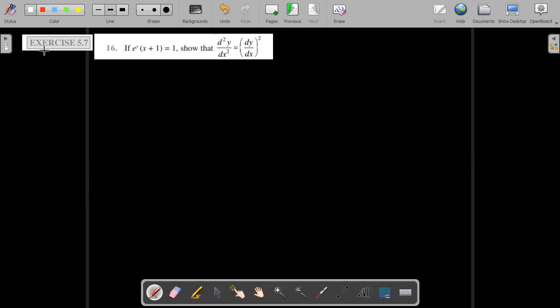Here we have given e to the power y. What is given to us? e to the power y is equal to x plus 1, whose reciprocal is 1. And we have to prove this. This is the second order derivative and this is the square of the first order derivative. Correct? So from this we can write e raised to power y is equal to 1 by x plus 1.